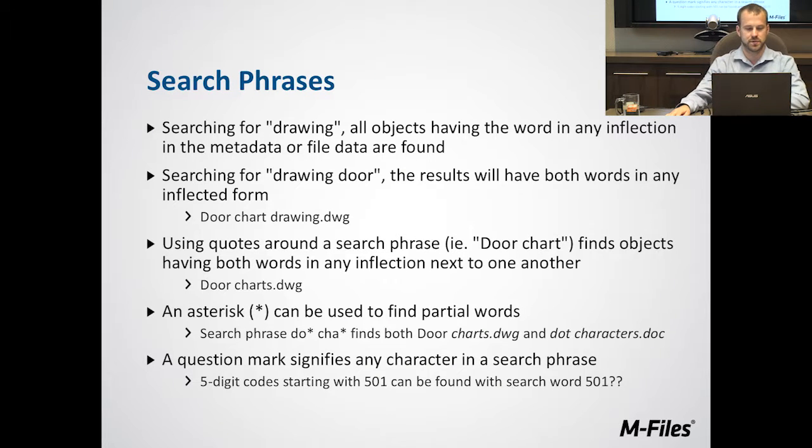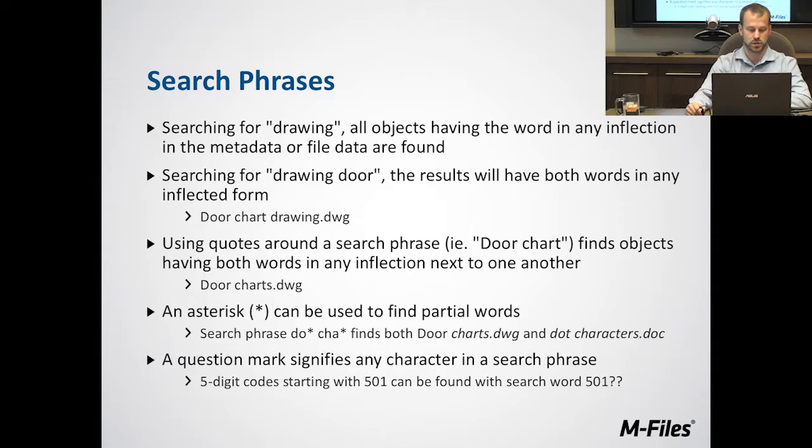Okay, so we'll look at the different search phrases, so the different options that you have when performing searches in M-Files, and what you would expect to show up. So let's say we do a search for drawing. The results, as long as the word drawing or any tense or plural singular of the word shows up anywhere in that document, the file content or the tags, it'll show up as a result. Okay, if we search for drawing door, both those words need to show up somewhere in the document. So, I mean, the drawing could show up in the file name and door shows up in the file content. As long as both words show up somewhere, it's going to show up as a result.